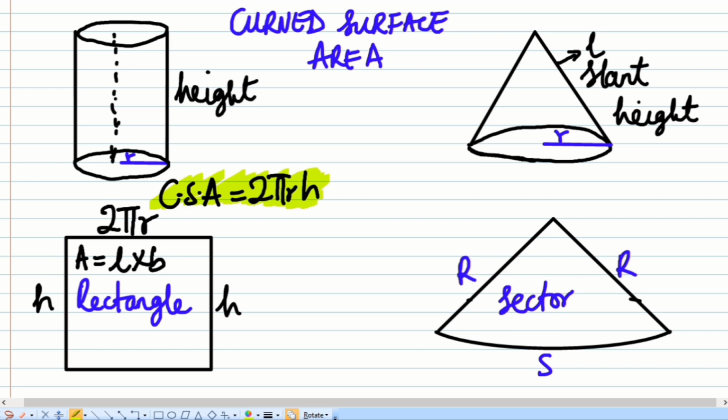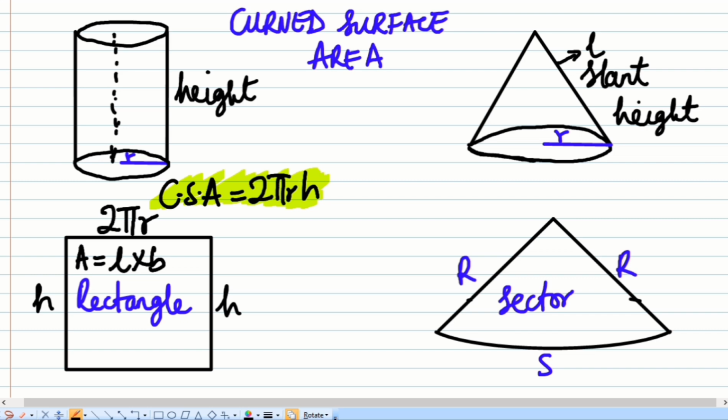Now, the next thing we're going to talk about is that of a cone. A cone is formed by a sector. If you want to understand this part of the cone, I will need you to watch my previous video where I showed the relationship between a cone and a sector, because I'm going to draw something from there. Let me just write it out right away.